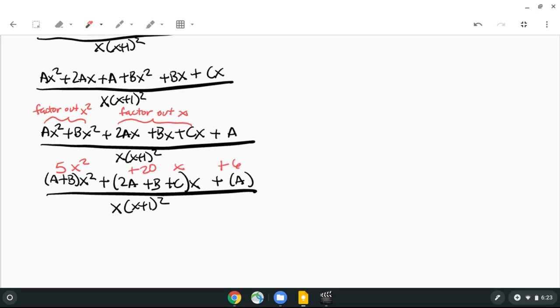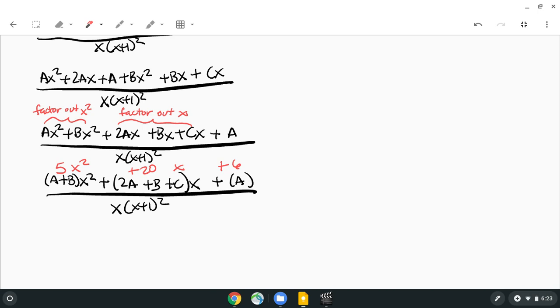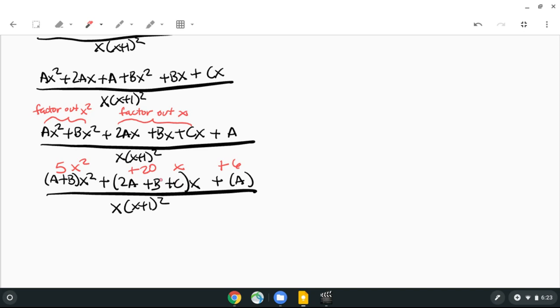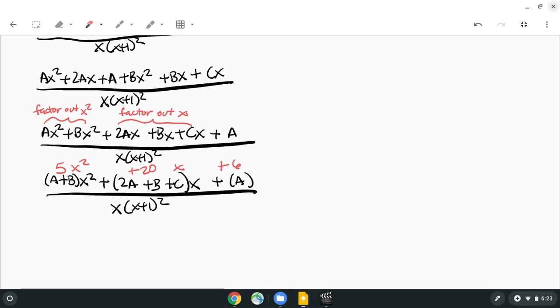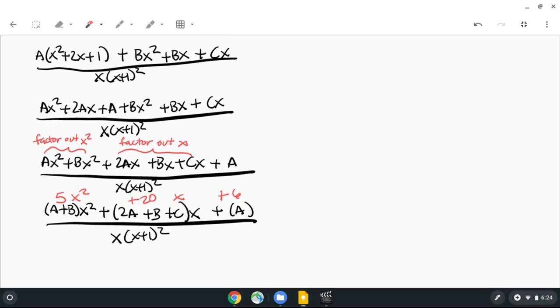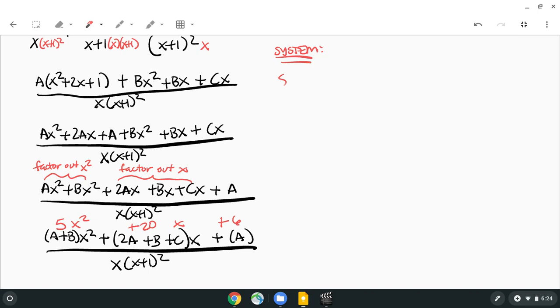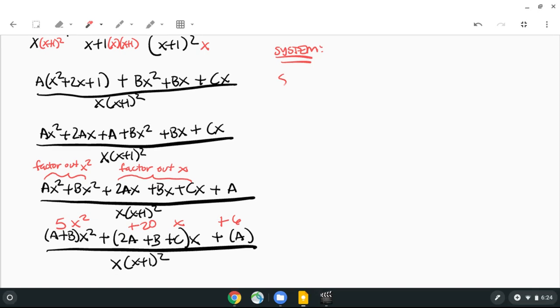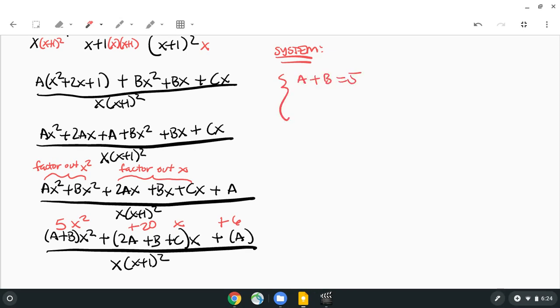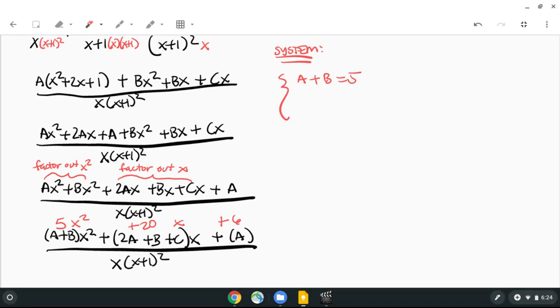Now we can set up our equations. A plus b equals 5, that's this right here. 2a plus b plus c equals 20. And a equals 6. That a equals 6 is going to be a nice little help. So here's our system: a plus b equals 5, that's our first one; 2a plus b plus c equals 20; and the last one, a equals 6.